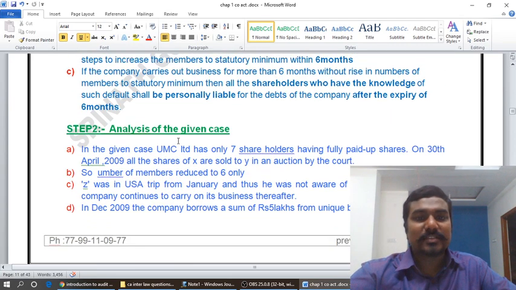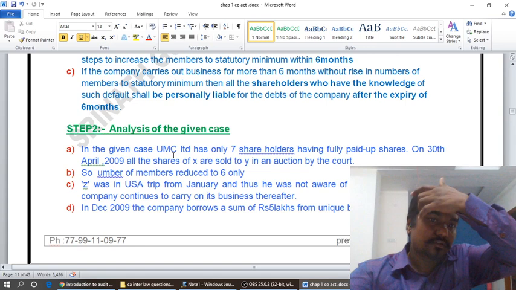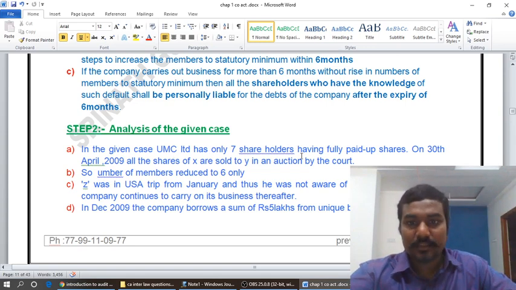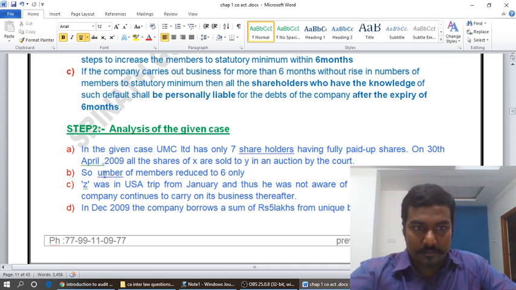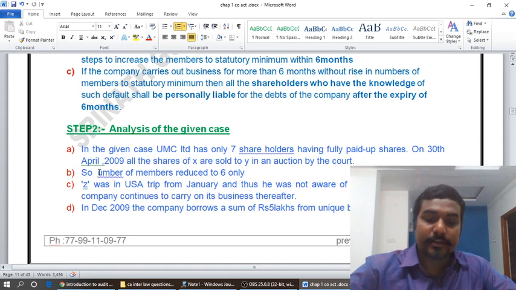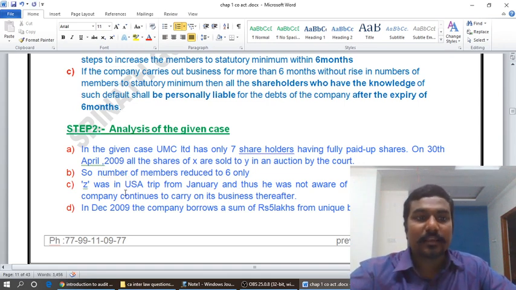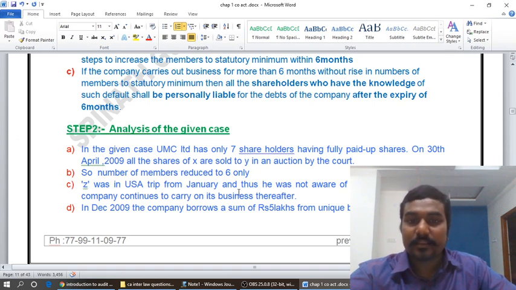See what happened in the question. In the given case, UMC Limited has only 7 shareholders having fully paid up shares. On 30th April 2009, all the shares of X are sold to Y in an auction. So the number of members reduced to 6 only. Z was on a USA trip from January, thus he was not aware of the developments. So the company continues to carry on its business. In December 2009, the company borrowed 5 lakh rupees from Unique Bank. That is what happened in the question.